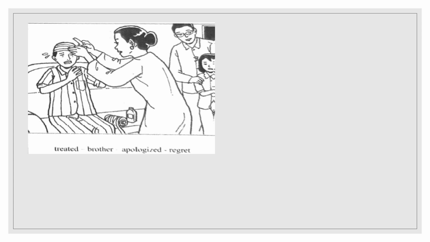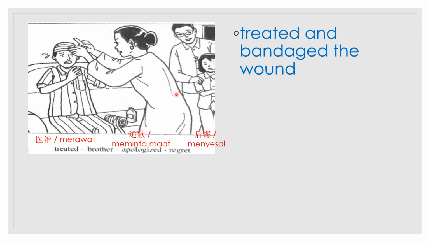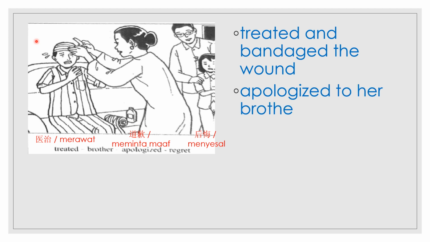Okay, so the last picture. Now the words given: treated, 医治 merawat, brother, apologize minta maaf 道歉, regret menyesal 或者是后悔. Okay, so after being hit, he was crying in pain, he was moaning in pain. So what did the mother do? The mother immediately treated the wound and bandaged it, right? So here the words given: treated and bandaged. Okay, this is the action of bandaging. Bandage the wound.